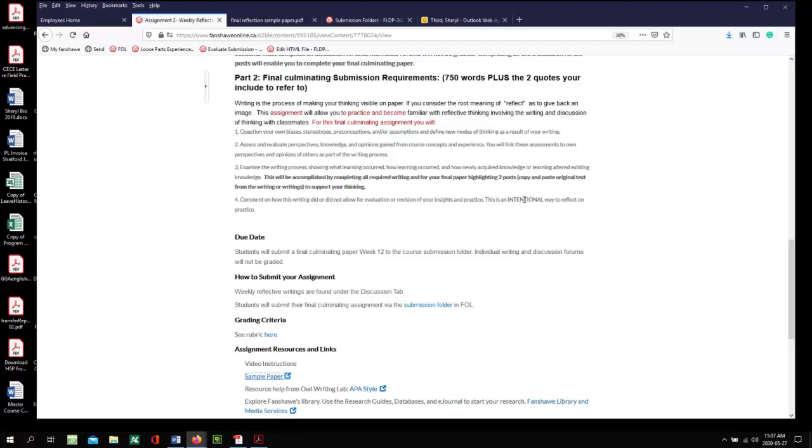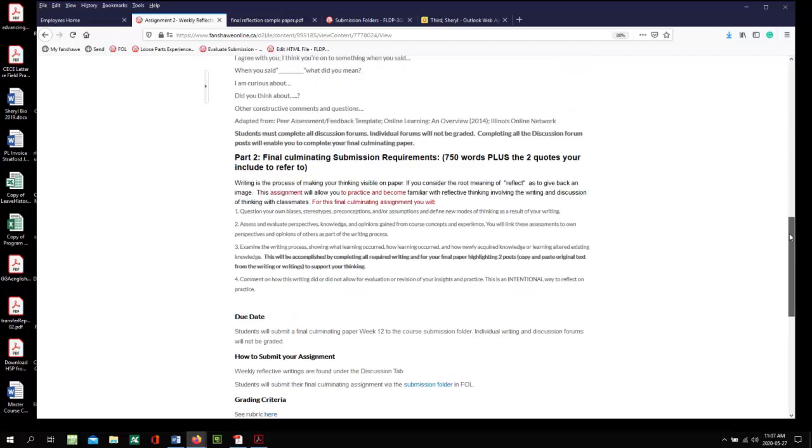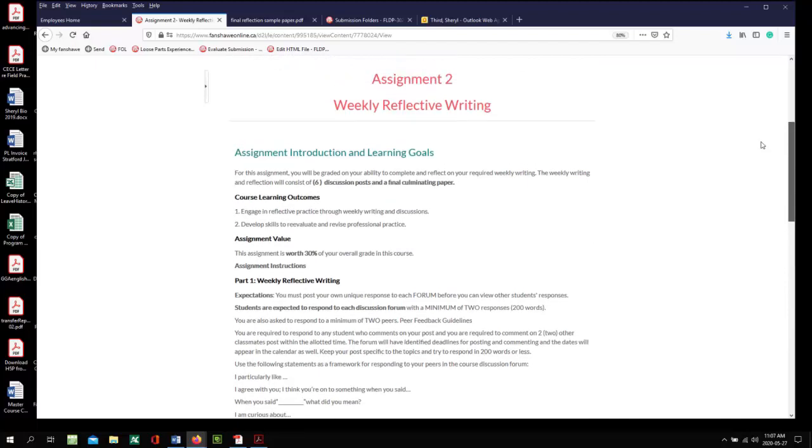This is going to happen by highlighting 2 of your own posts. You're going to copy and paste part of your own posts into this final writing and comment on how that has extended your learning or altered your existing knowledge. You're going to do that all in about 750 words. And again, this is due week 11.